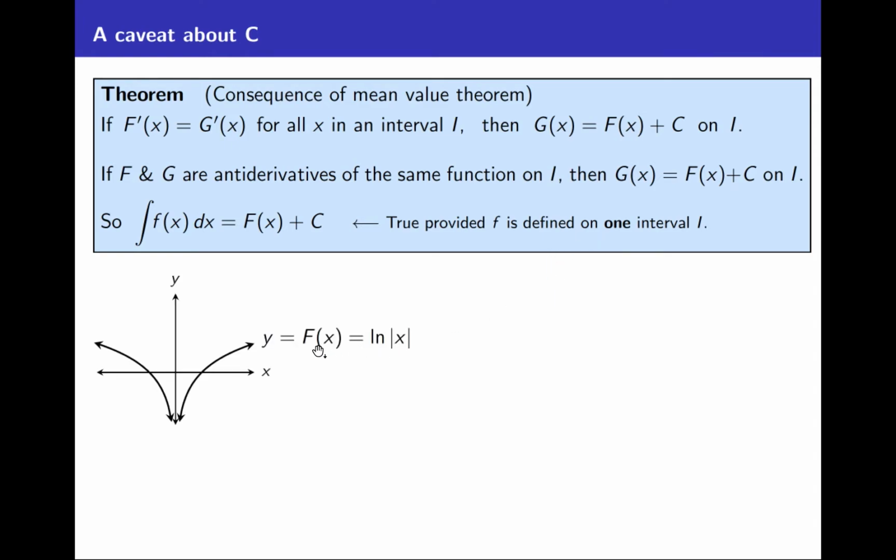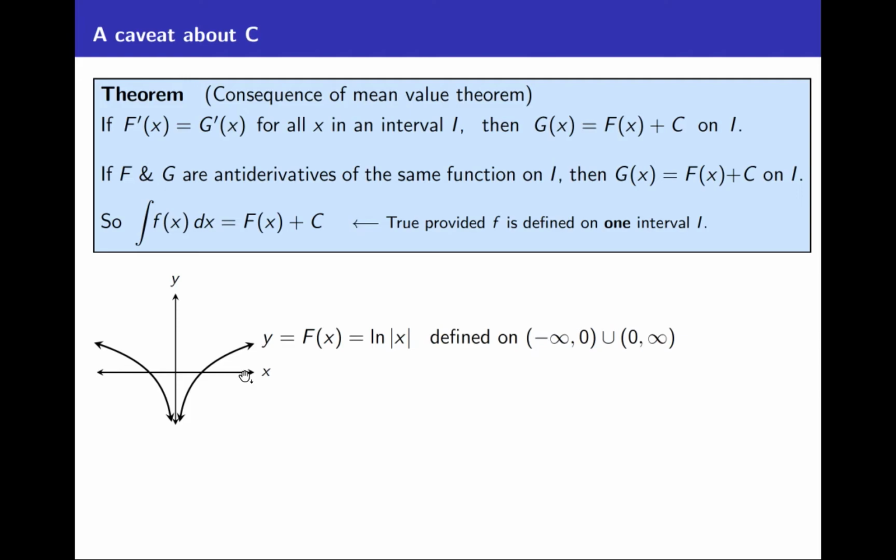Think about the function f of x equals ln of x, or more properly, ln of the absolute value of x. It has a graph that looks like this. This is defined on two intervals, the positive real numbers and the negative real numbers. ln of x is not defined at x equals 0. And that breaks the number line up into two pieces. I'm going to write another function, g of x, whose derivative is the same as f of x.